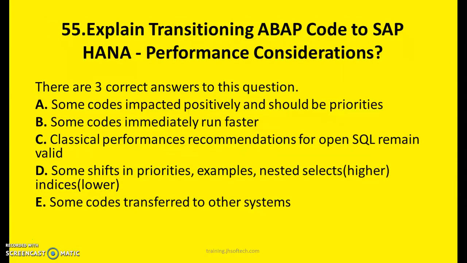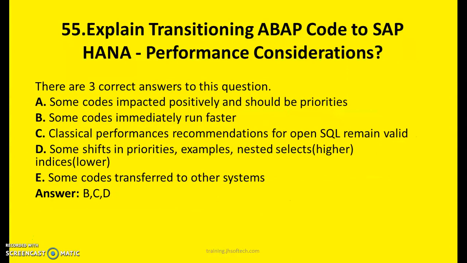55th question, explain transitioning ABAP code to SAP HANA performance considerations. There are three right answers for this. We need to choose all the three right answers. A, some codes impacted positively and should be priorities. B, some code immediately runs faster. C, classical performance recommendations for OpenSQL remain valid. D, some shifts in priorities, example nested selects higher, indices lower, these have to be taken care of. And E, some code transfer to other systems.